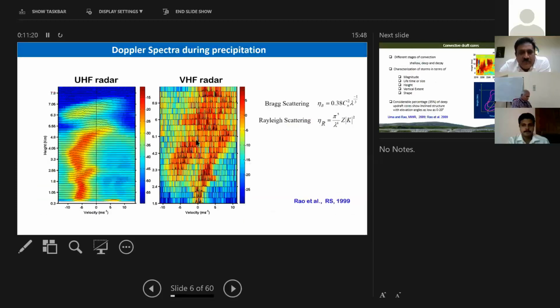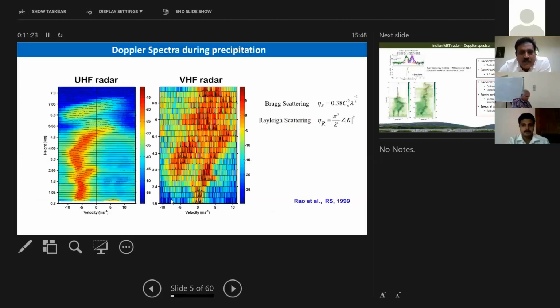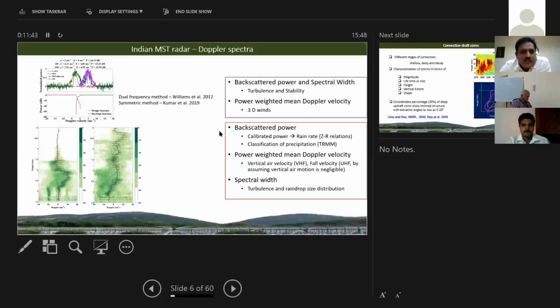Particularly with VHF radar, you have two echoes. The problem from the beginning is how to segregate these two echoes, how to automatically identify which one is a Bragg scatter and which is a Rayleigh scatter. If you don't correct for this, what is the error it will give in your estimates? People have been studying all these things from the beginning, and recently several automatic methods have been given in the literature. For example, Williams has done a dual frequency method. He has used two radars.